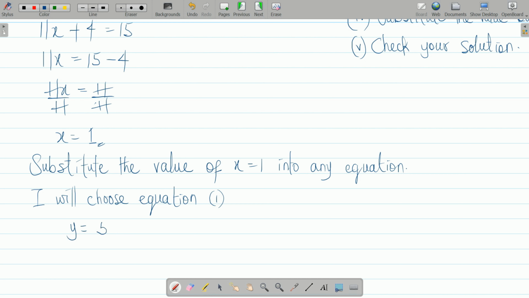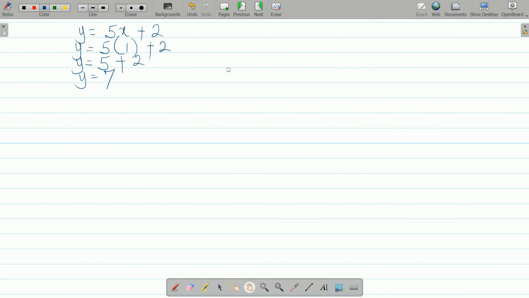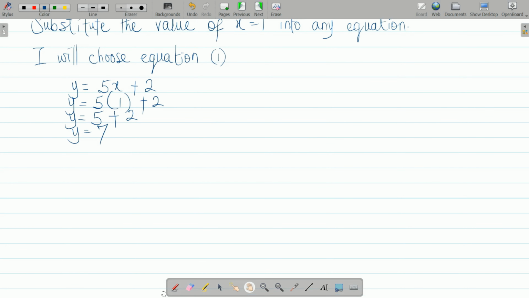Then I will write y equals 5x plus 2. Represent the value of x, which is 1. Then y equals 5 plus 2. Y then becomes 7. Then we can represent x as 1 and y as 7. This is the final answer.